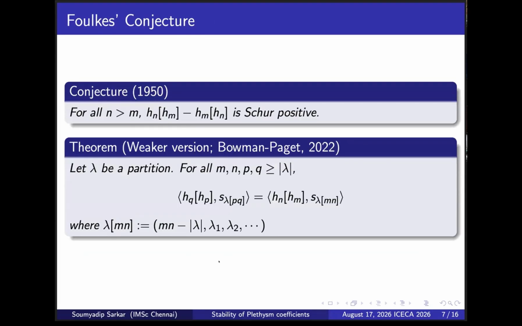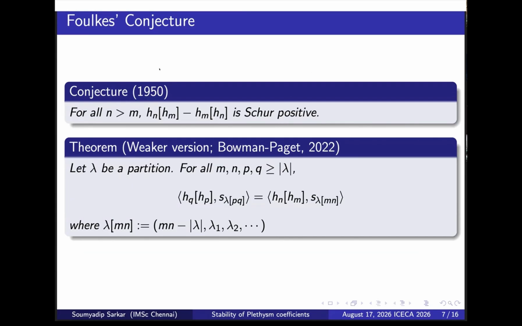Okay. Now, here's the interesting thing. So in 1950, Foulkes made an interesting conjecture: you take n greater than m, and the conjecture says that h_m plethysm h_n minus h_n plethysm h_m has to be Schur positive. So that means if you expand the symmetric functions with respect to the basis, all the coefficients are non-negative integers.